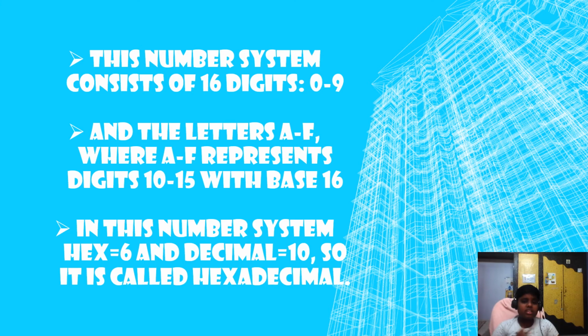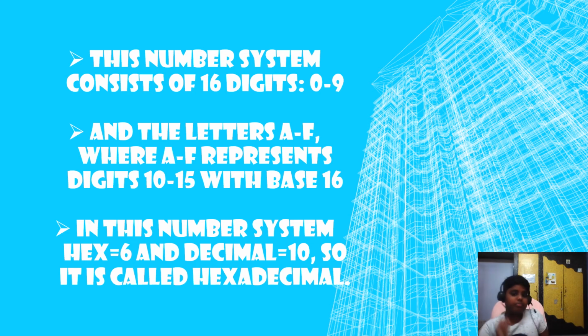So 0 to 9 is only 10 digits, right? How is it called hexadecimal? It should be decimal, right? So here 0 to 9 are represented in their own format, like 0, 1, 2, 3, 4, 5, 6, 7, 8, and 9. But then you have numbers 10 to 15, which in total makes 16 digits, right?